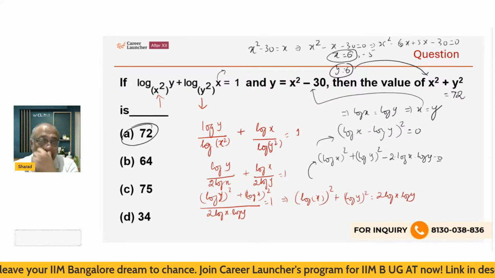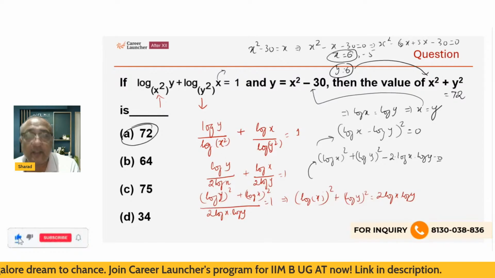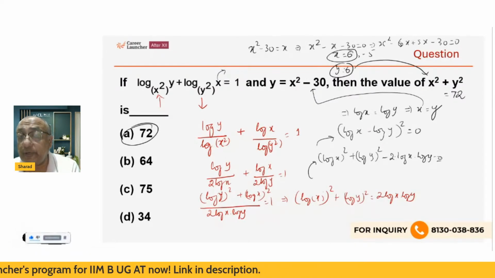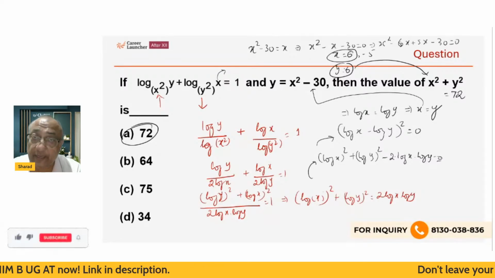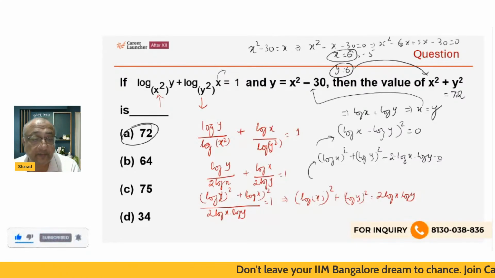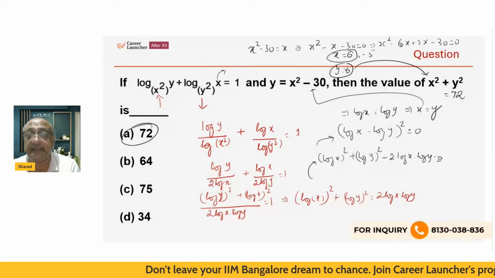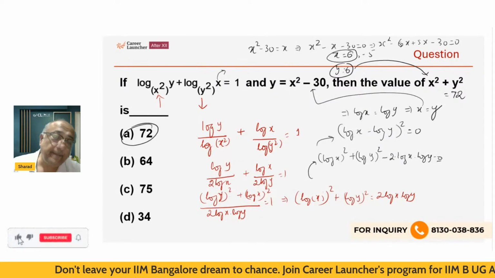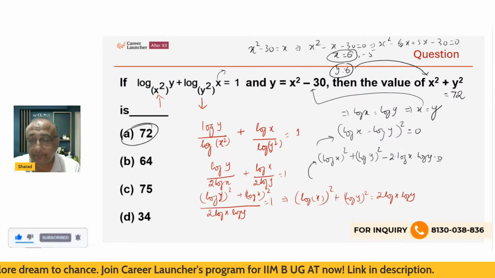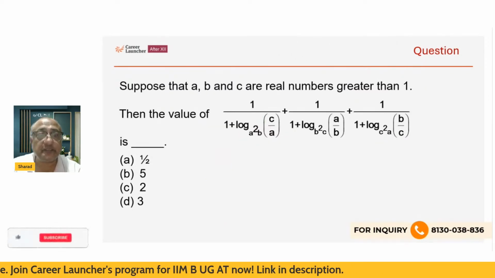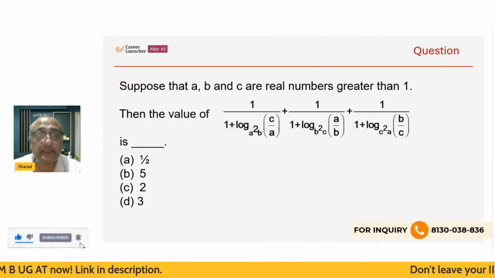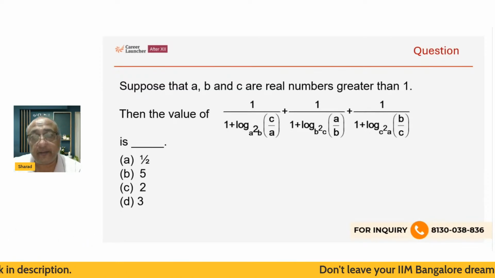So this is very simple, seemingly difficult, but it is simple. But what is to be noted here? It is testing my log. It is testing my quadratic. So this type of mixed concept question you can surely get in your IMB undergraduate entrance. So that is a cool question which we have done here. Let us do one more question. a, b, c are real numbers greater than 1.